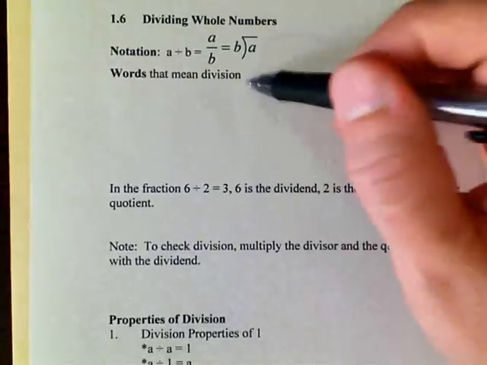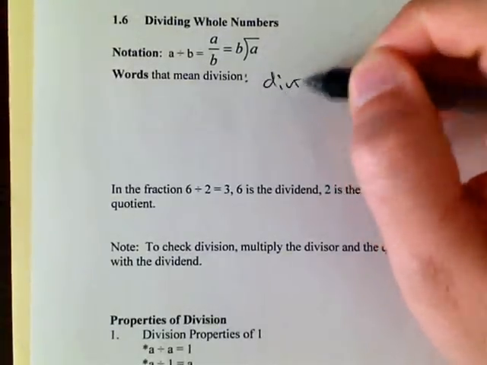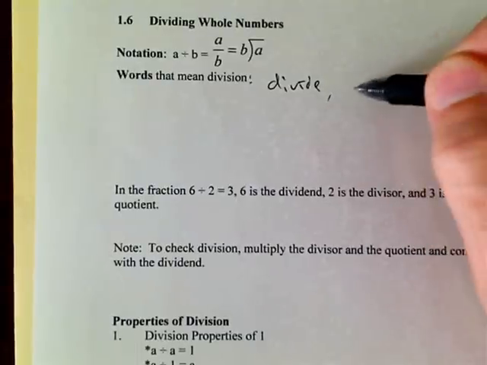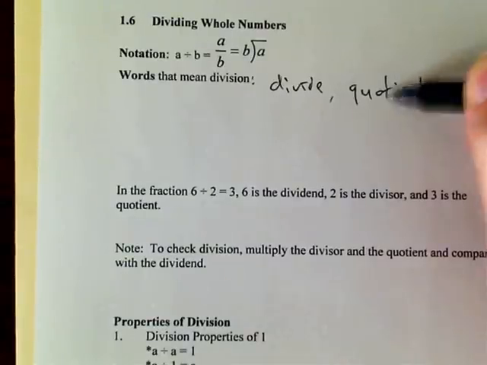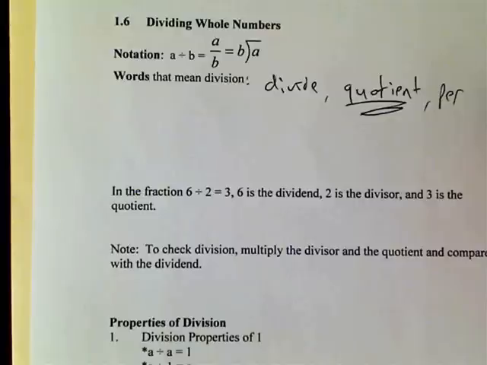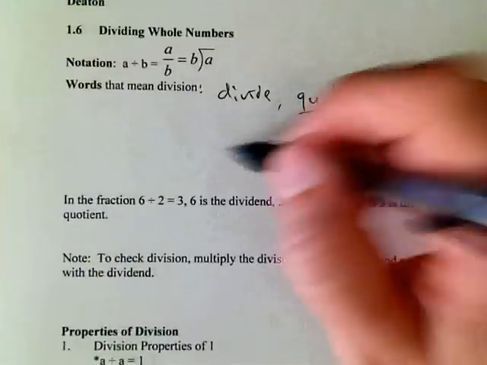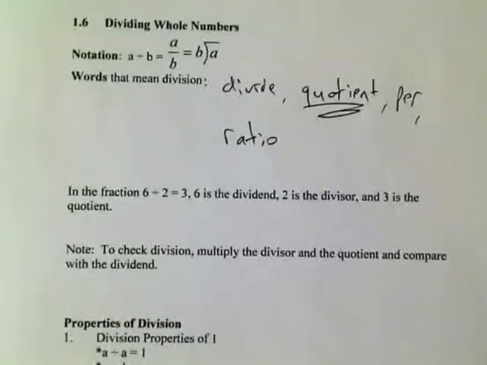Let's find some words that mean division. One of them is divide. The big one that you'll see is quotient. That's a humongous one. And then PER means to divide. The word ratio means to divide. And so these are probably the most common words you'll see.